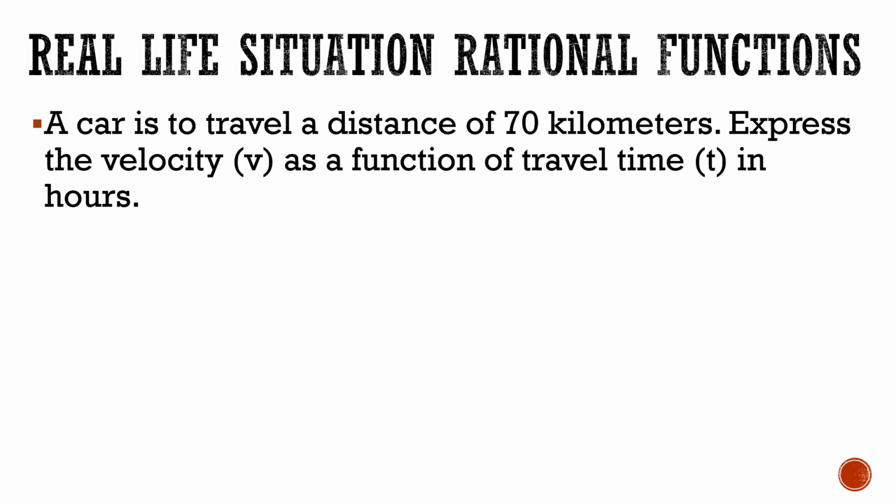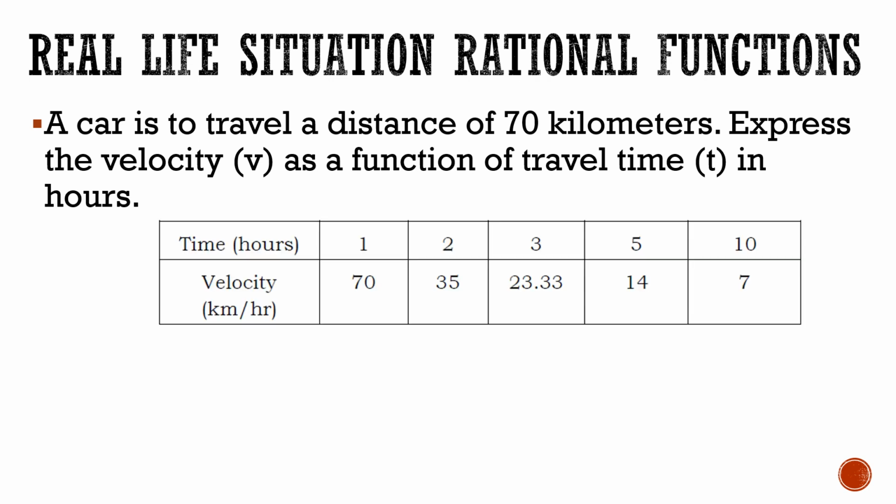Let's have another example po of a real-life situation using rational function. A car is to travel a distance of 70 kilometers. Express the velocity as a function of travel time t in hours. So, ito po yung table niya, time or hours po: 1, 2, 3, 5, 10. And then, yung velocity naman po natin is per 1 hour, 70; 2 hours, 35; 3 hours, 23.33; 5 hours, 14; and then for 10 hours, 7. So, kung mapapansin nyo po, habang patagal ng patagal yung travel time, pababa naman po ng pababa ang ating velocity.